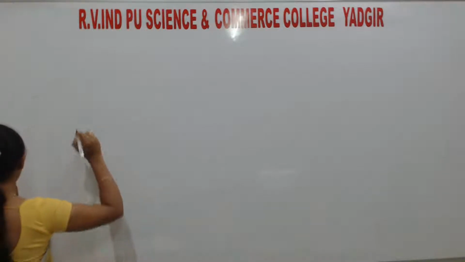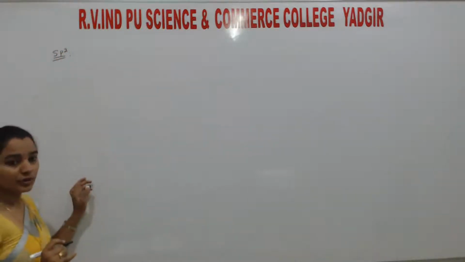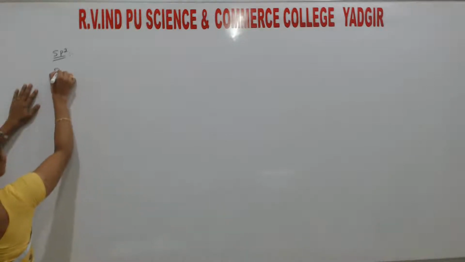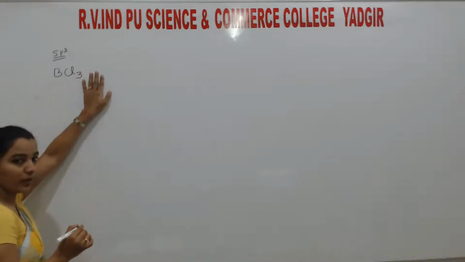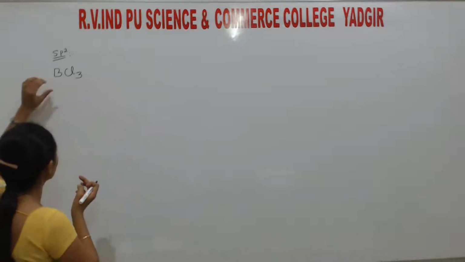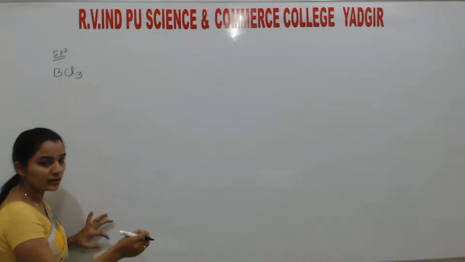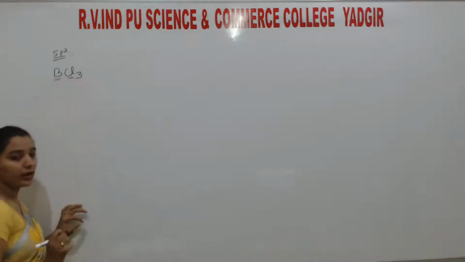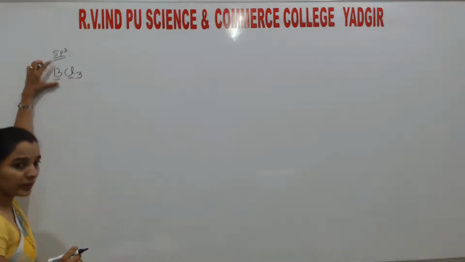In the last class we studied the structure of the CH4 molecule. Next, for sp2 hybridization, today we will discuss. The first example is BCl3, boron trichloride. Students, remember the main thing we need to do: among these two, we need to consider which one is the central metal atom and which are the bonded atoms. Here this is the central metal atom, these are the bonded atoms.